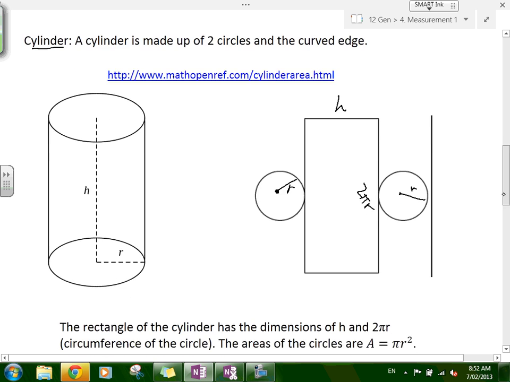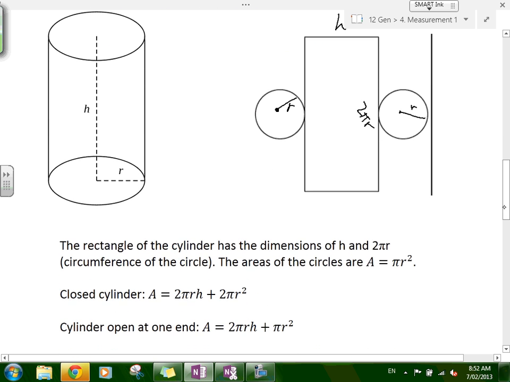So a rectangle of a cylinder has dimensions of h and 2 pi r. The area of a circle is pi r squared. So a closed cylinder, if the two circles are on the ends, so if you think of a can, is 2 pi r h plus 2 pi r squared. Right, so you're breaking it into the different sections. 2 pi r h is the curved surface, 2 pi r squared is the two circular surfaces.